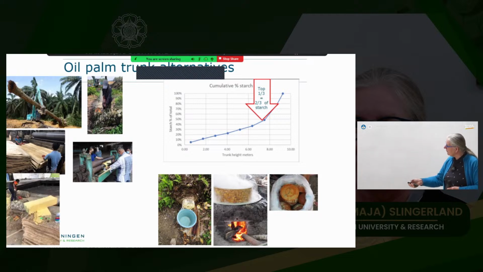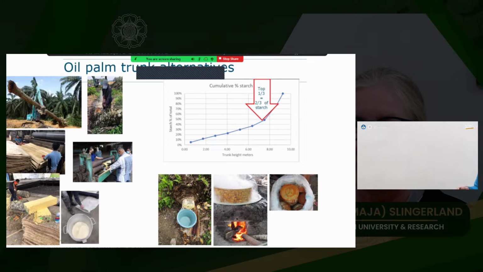So there is an example of that. We took out this part, and we sent it to the laboratory. And there you see that we make bioplastic of it. So this is the oil palm material, this is the starch, and this is the bioplastic. So it's possible, the technology is there.